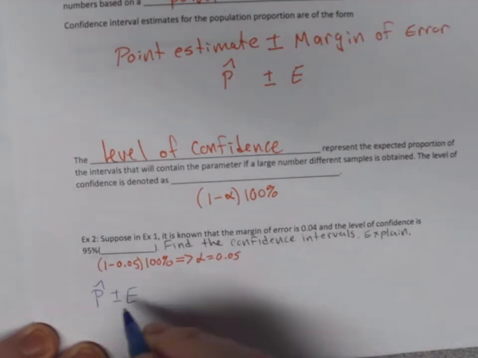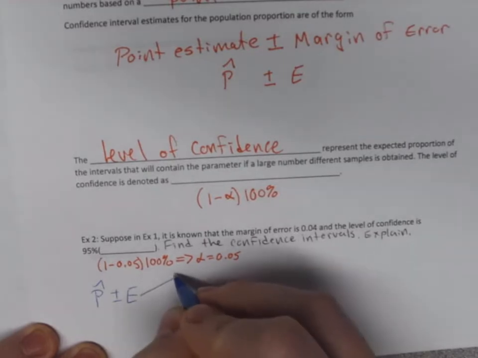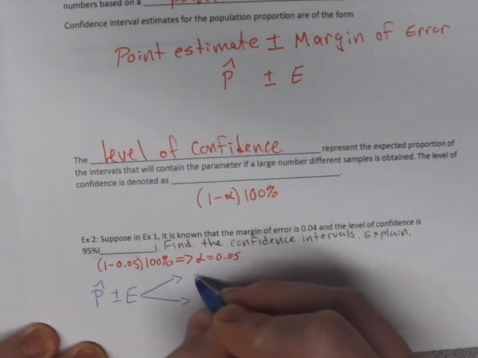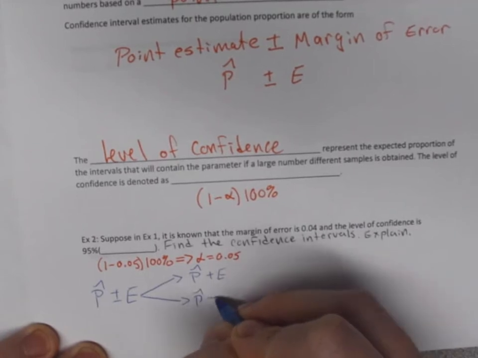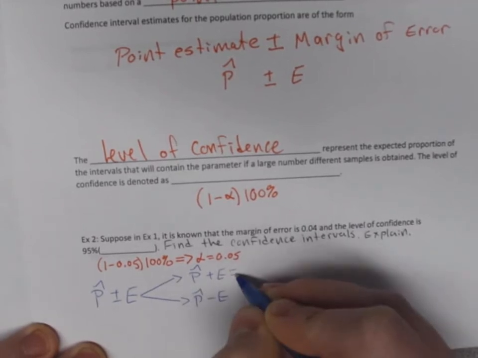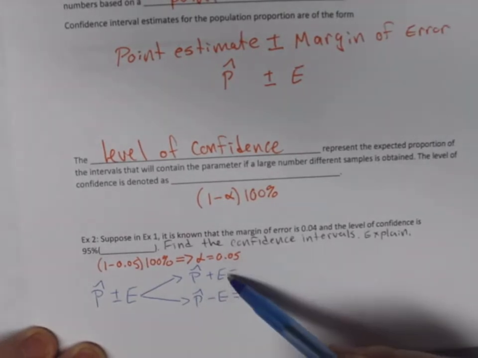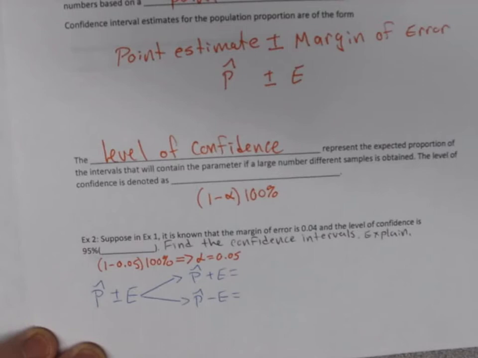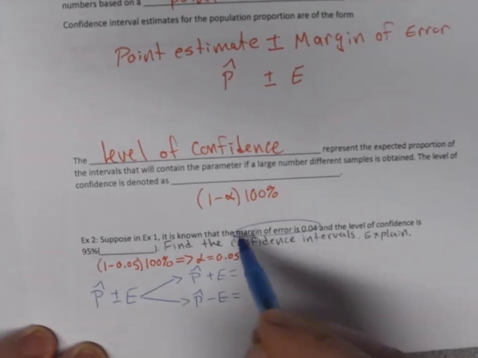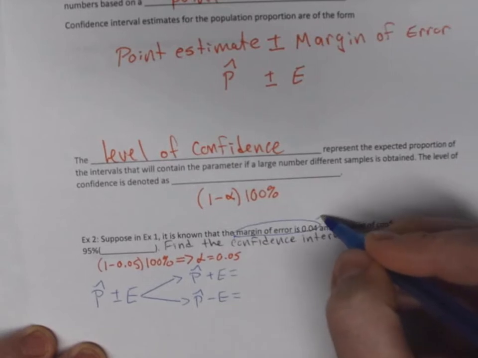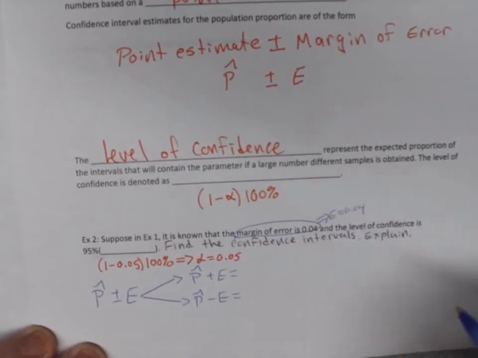So we have two, with plus or minus, so there's two different formulas we need to work out here. We need to work out p hat plus e and p hat minus e. All right, one will be the lower bound, which is the minus, and one will be the upper bound, which is the plus. All right, it told us in the problem the margin of error is 0.04, so we know E is equal to 0.04.